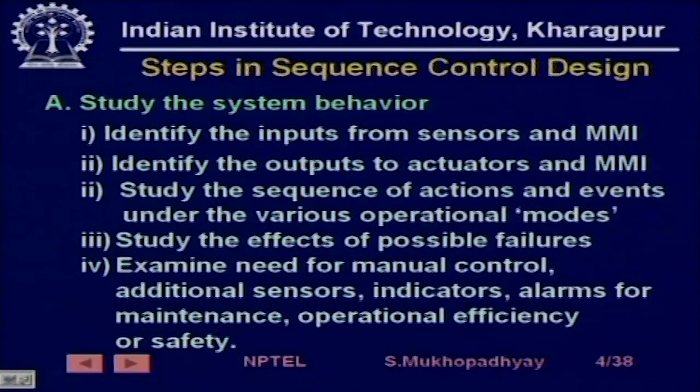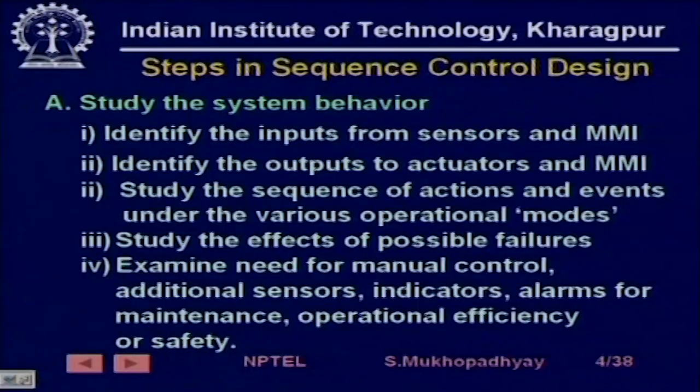So, the possibility of including such manual controls must be examined. Whether some additional sensors are required: some sensors may be there, but to achieve a kind of functionality, some other sensors may be needed. Indicators, alarms, as well as operational efficiency or safety. These are the factors which must be considered to finally arrive at the functionality. One must always remember that the customer may not always be able to express his or her needs, and a good automation engineer should be able to supplement it with his own experience in such cases.